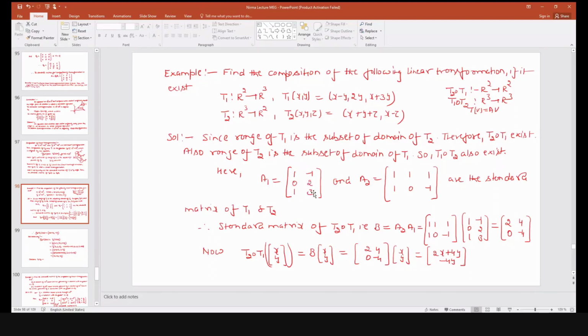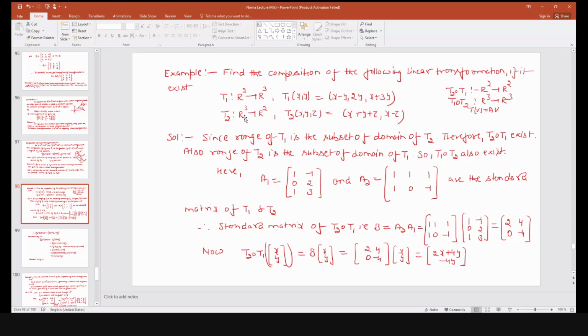Third row will constitute from the third vector component, 3y. So here the coefficient of x is 1 and y is 3. So this is your A1 matrix. Then what is the A2 matrix? Standard matrix of T2 transformation. So here it will be of order 2 cross 3 because the transformation is from R cube to R square.